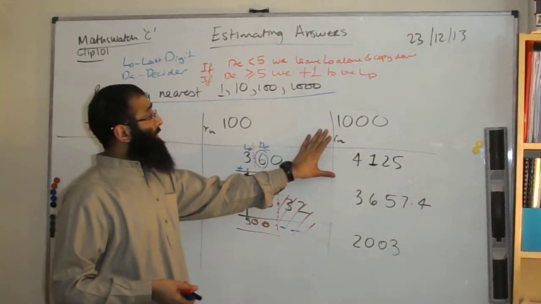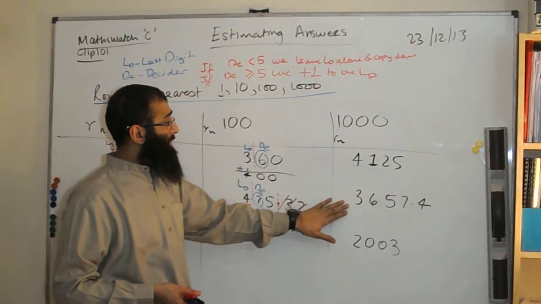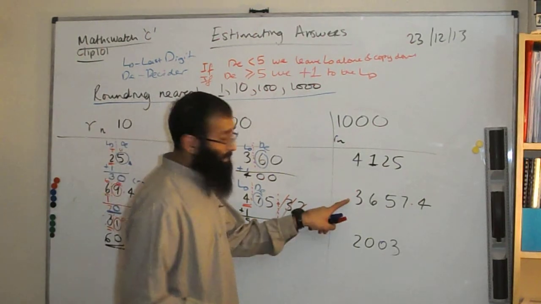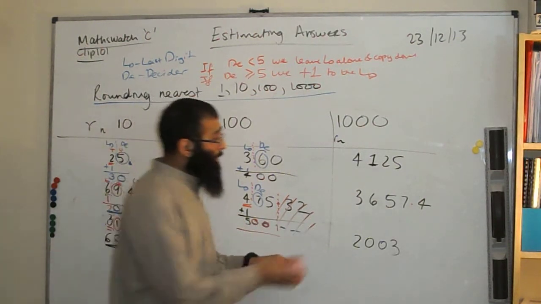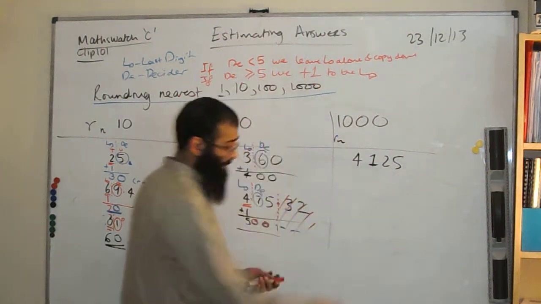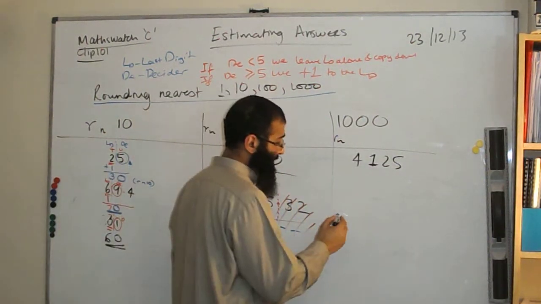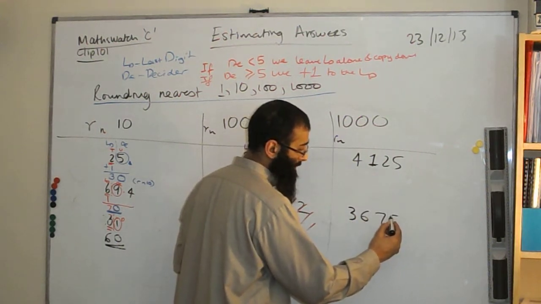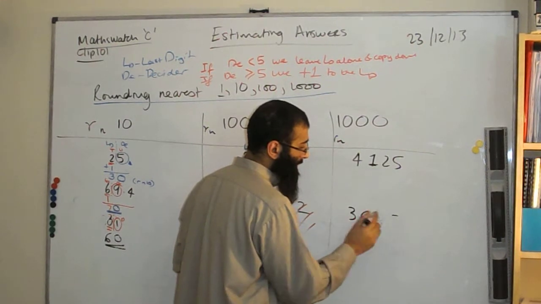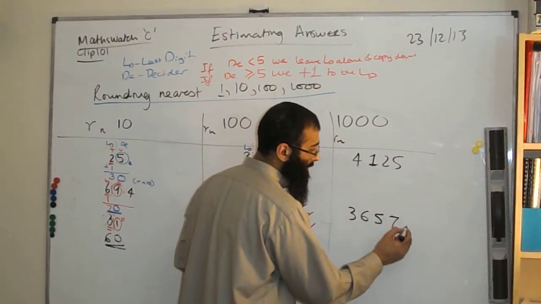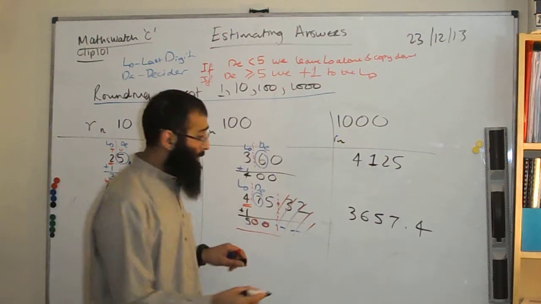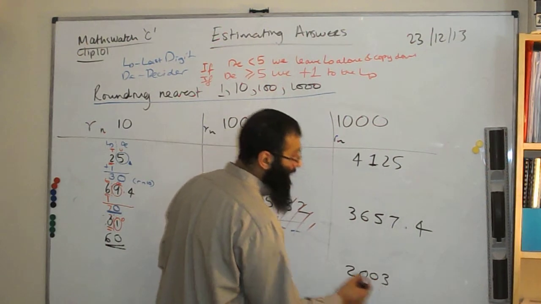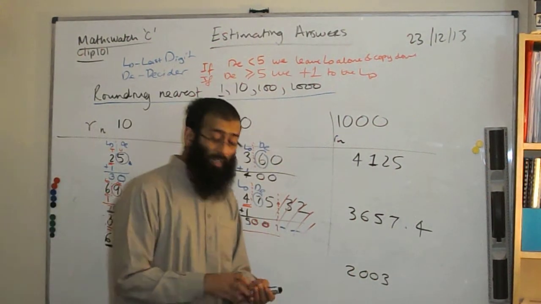The next one is rounded to the nearest 1,000. We've got 4,125, 3,657.4 and 2,003. I think what we should do is learn from our previous question. Okay, Hassan, have you copied these numbers down? I need to rewrite them in a different position. Give me the next number. 3,657.4. And what was the last one? 2,003. Okay, right, here we go. Now, just give them a bit more spacing.